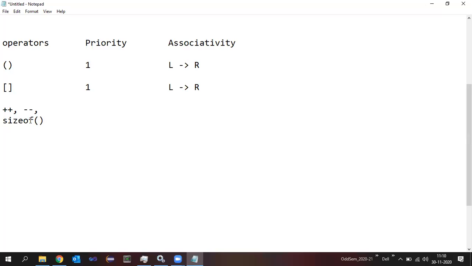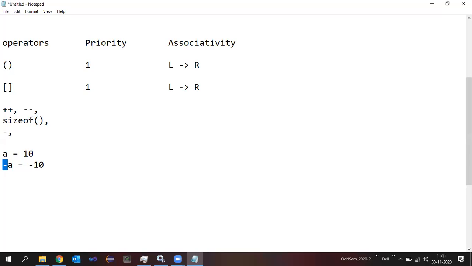Okay, sizeof, and then there are some more unary operators. Basically, the minus symbol. If A is 10, and I write minus A, what will be the value? It will be minus 10. Simple, right? That is a negative number. If we want to convert a positive number into a negative number, we can use this minus.